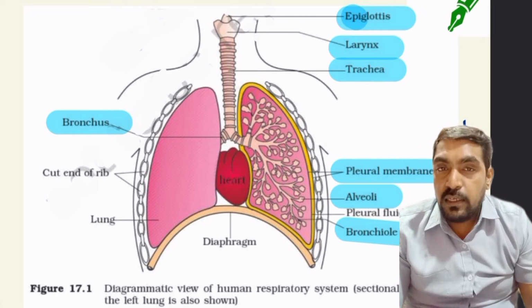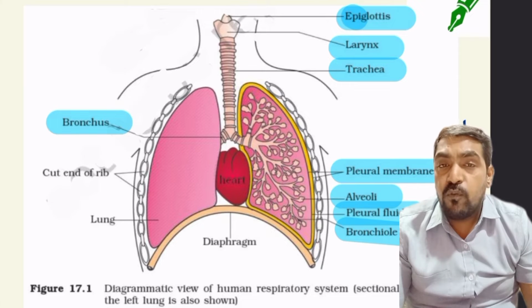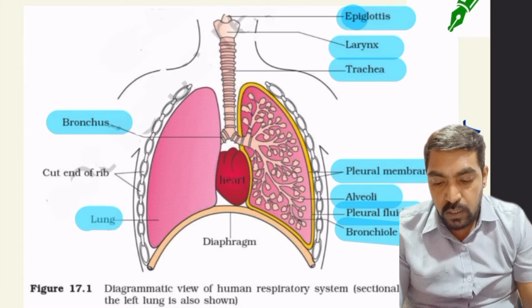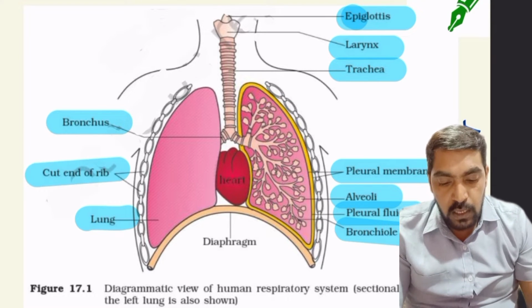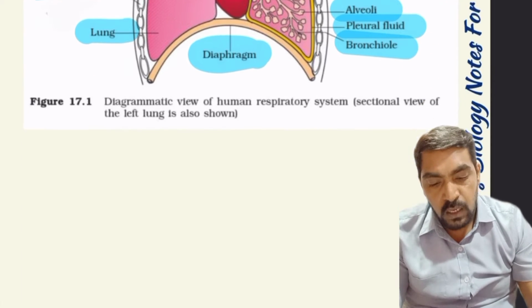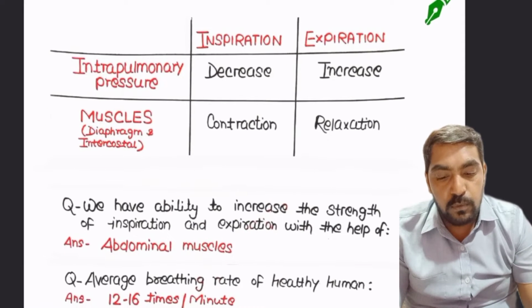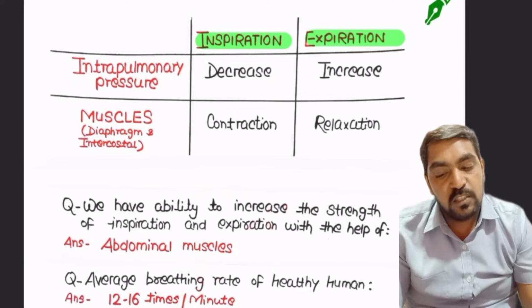The covering of the lungs is the pleura, parietal and visceral. In between there is a fluid-filled space with pleural fluid. Lungs, these are the ribs, and finally we have a dome-shaped structure called the diaphragm. Coming to the next important part, what is the basic difference between inspiration and expiration?